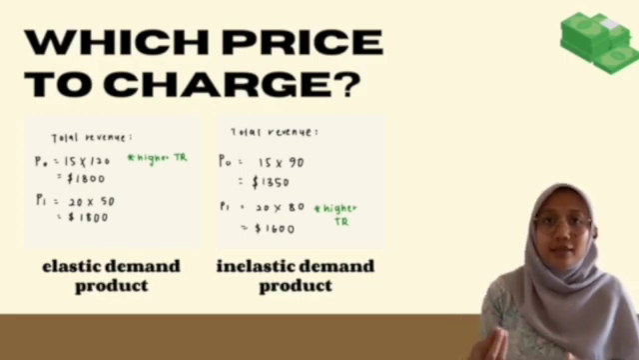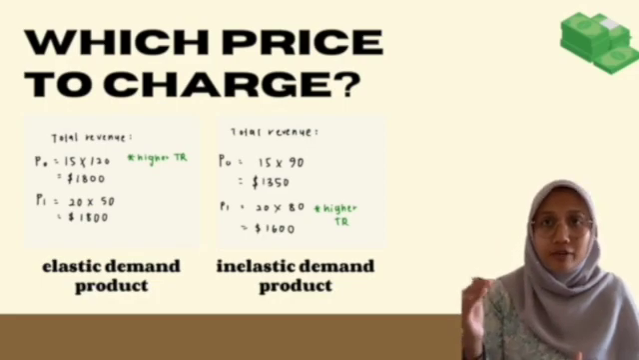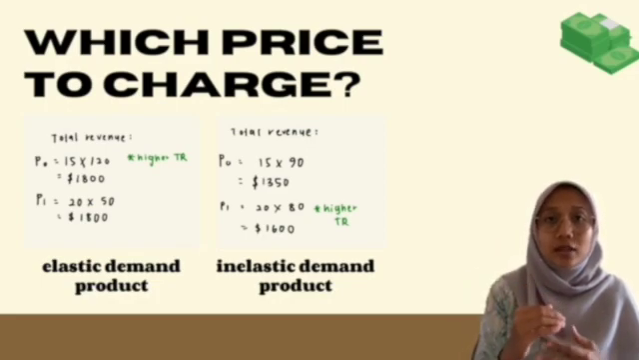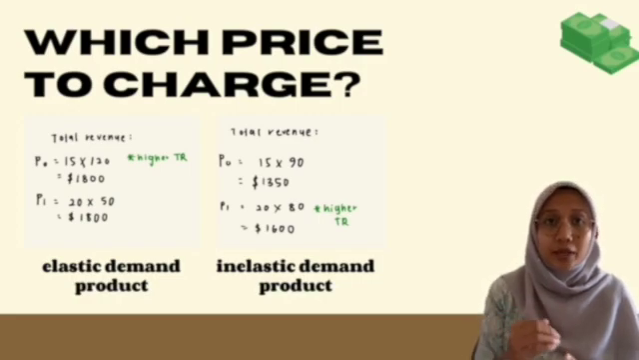For an inelastic demand product, the demand curve is steeper. An increase in price will increase the total revenue, and a decrease in price will reduce the total revenue. So I believe by choosing $20 as the price to charge, the firm will receive the maximum total revenue for this product instead of choosing the cheaper price. I think that's all from me.